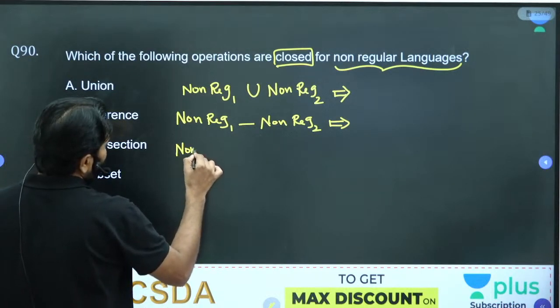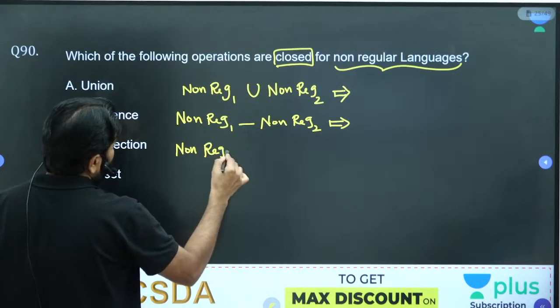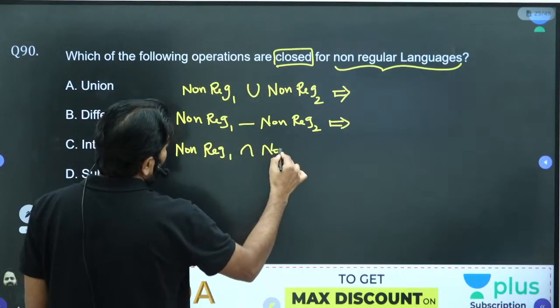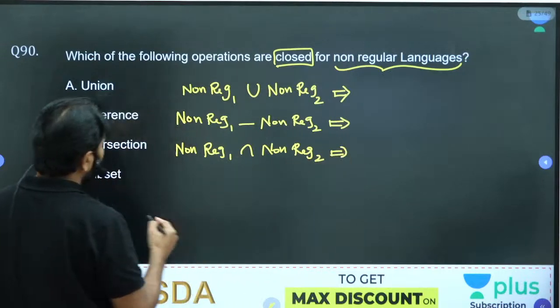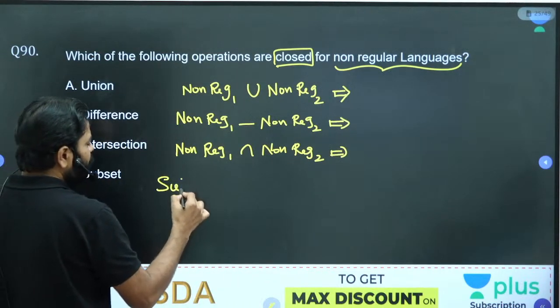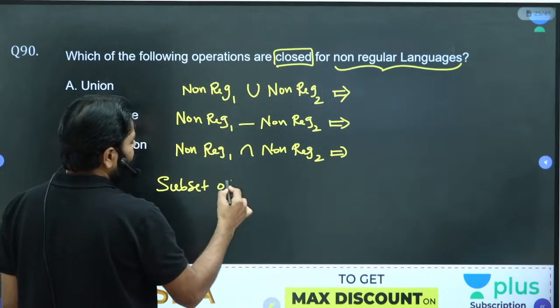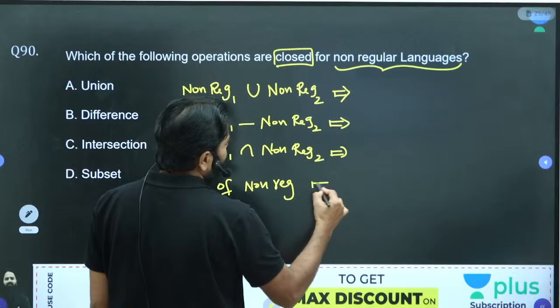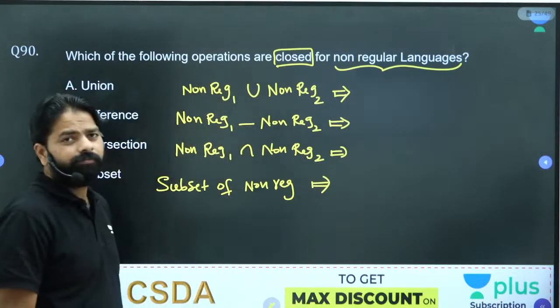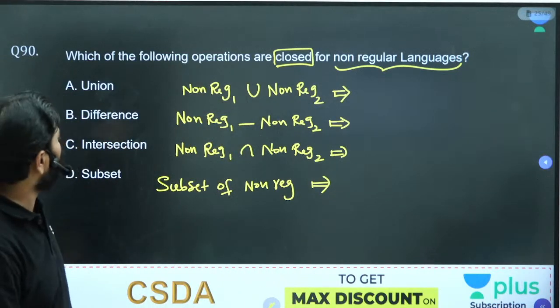Non-regular intersection non-regular. Will you get always non-regular? Subset of non-regular. You get always non-regular? If you don't always get it, it is not closed.